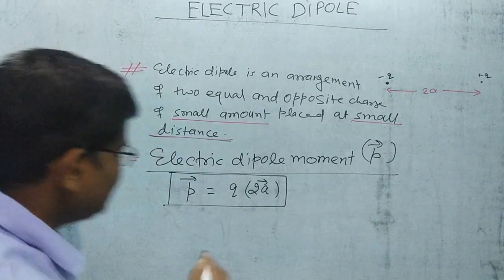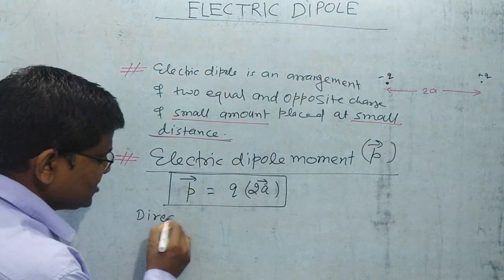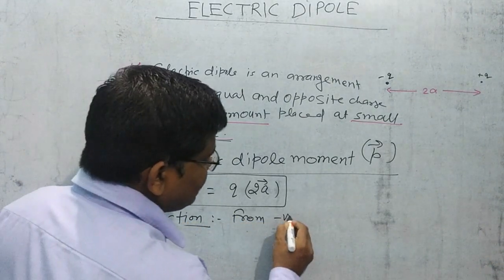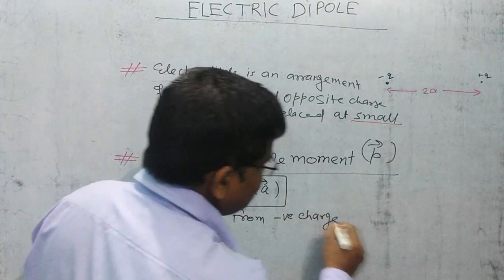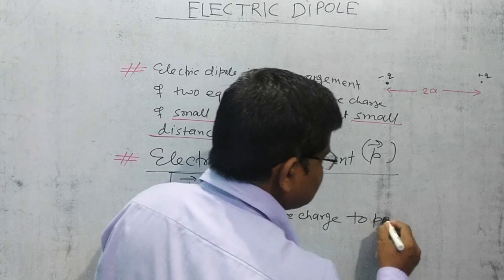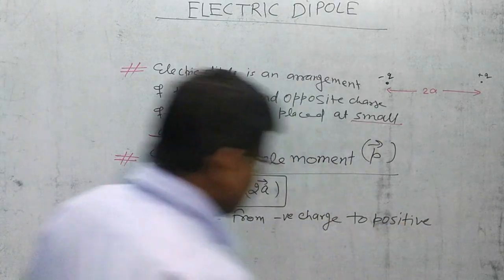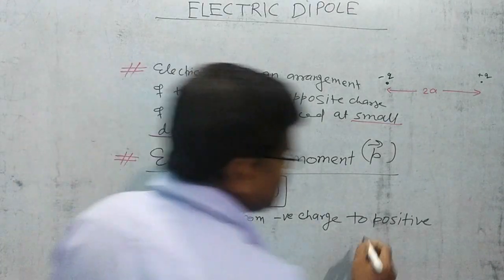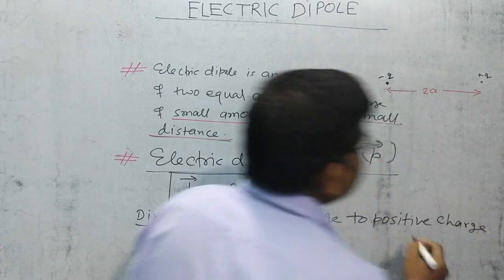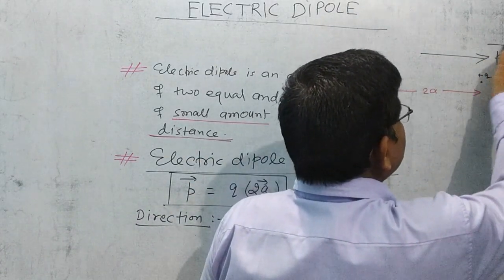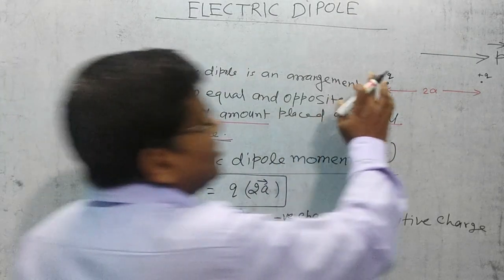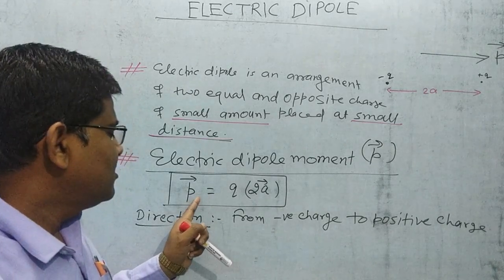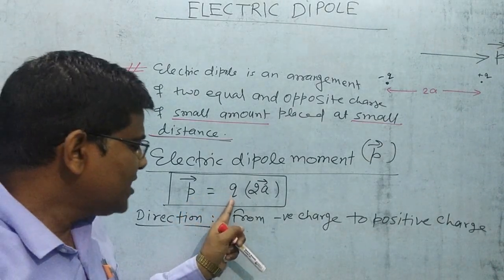And vector quantity means it has a direction, from negative charge to positive charge. So many times this question is asked: the direction of electric dipole moment is from negative charge to positive charge. And this is the vector P, equal to the product of either charge and the distance between them.